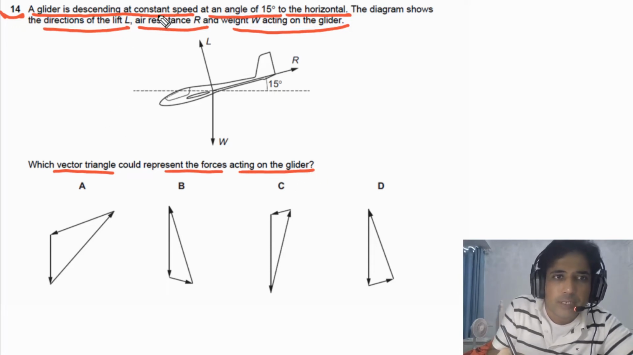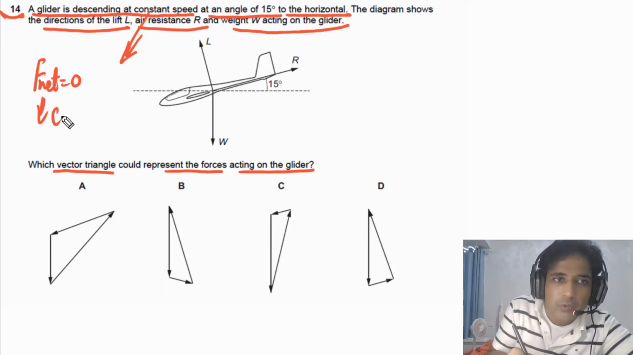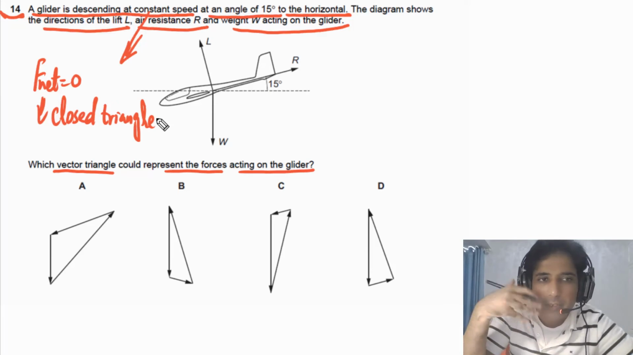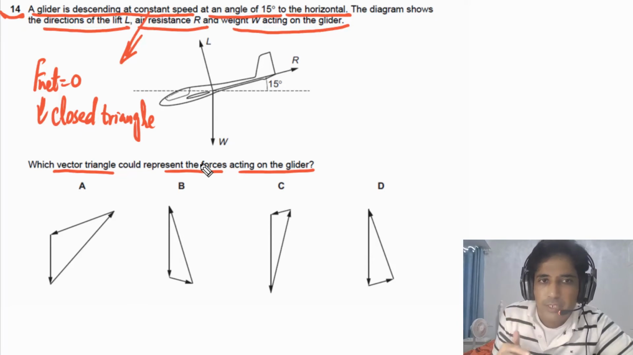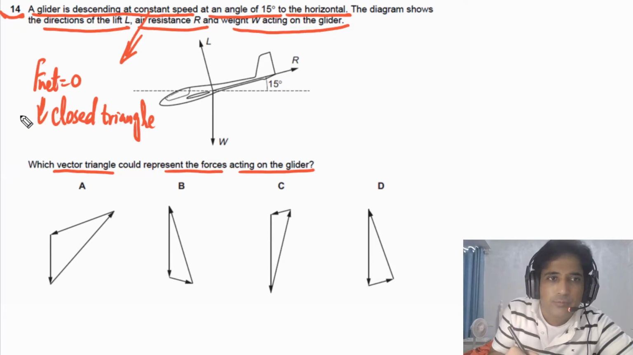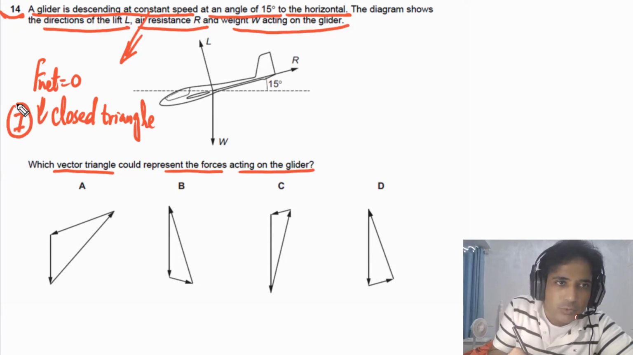First thing we need to understand is constant speed. Constant speed means that F net on this glider is equal to 0. If F net is equal to 0, it means the forces should form a closed triangle. If there are more than 3 forces, they should form a closed polygon. In this case, it has to form a closed triangle. But if you look at all these options, they form a closed triangle. So this first point is true for all of them.